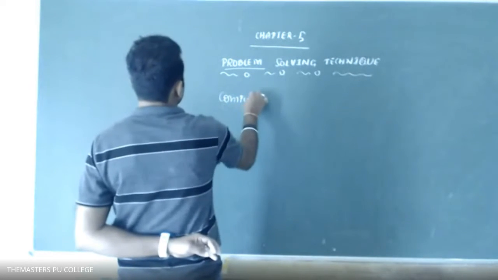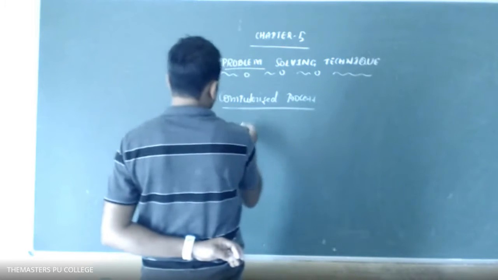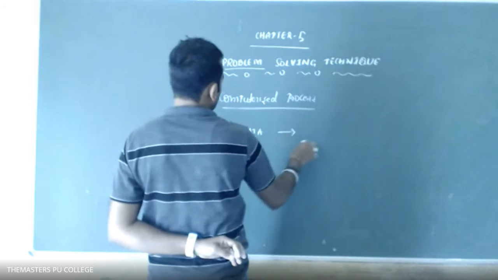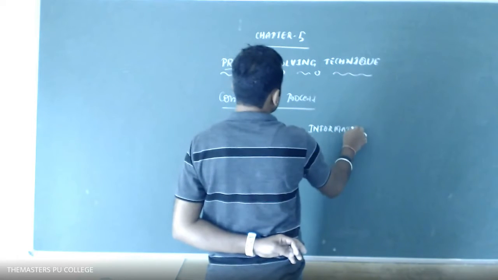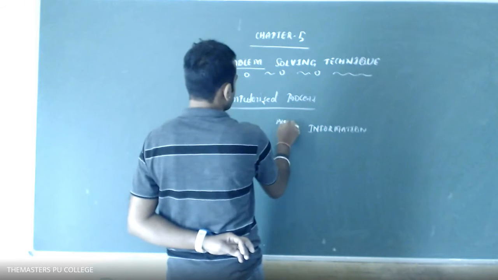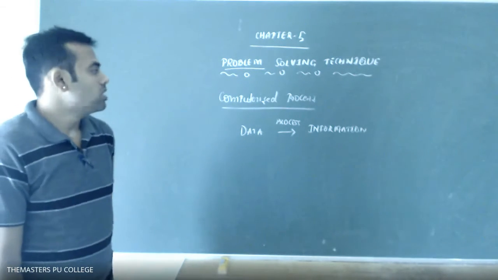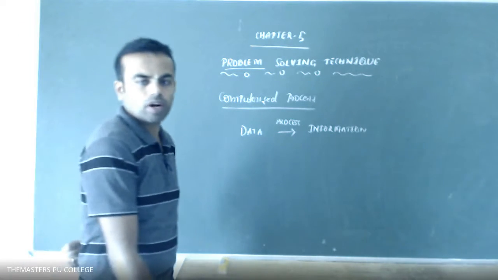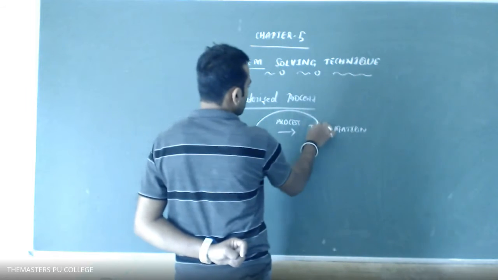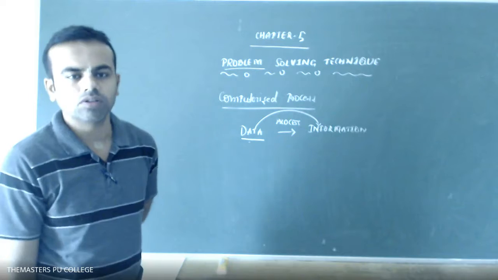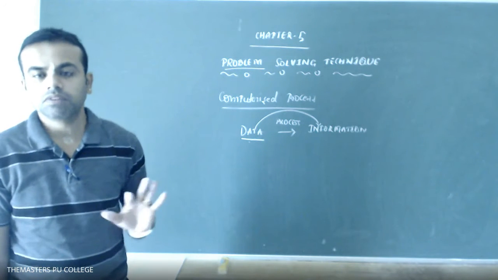Computerized processing. Computers process data: they convert raw facts and figures into meaningful information. This is what we call a computerized process. It takes place in several steps, not a single step. So converting raw facts and figures, that is data, into meaningful, well-defined information takes many steps. Is that clear?